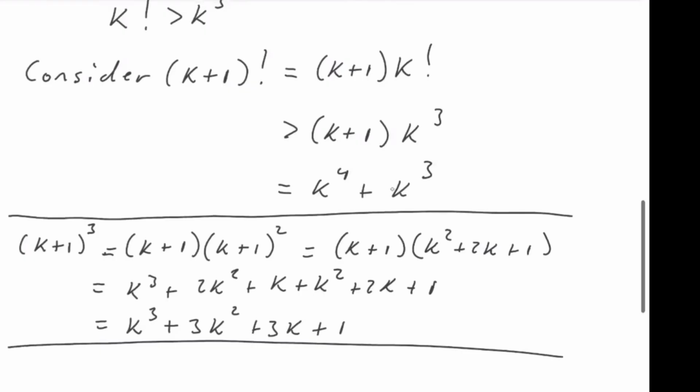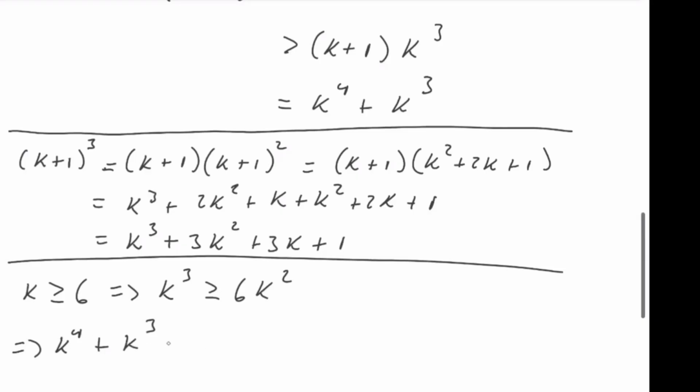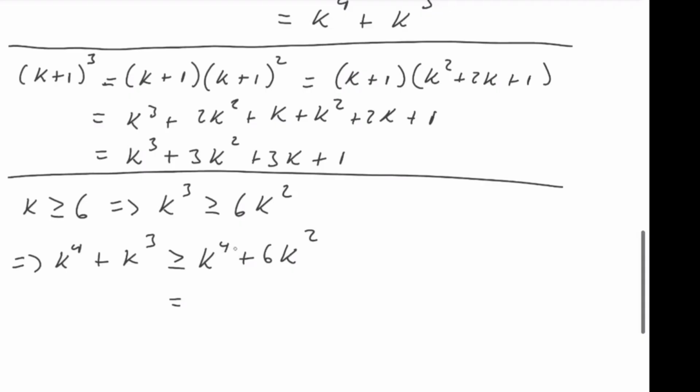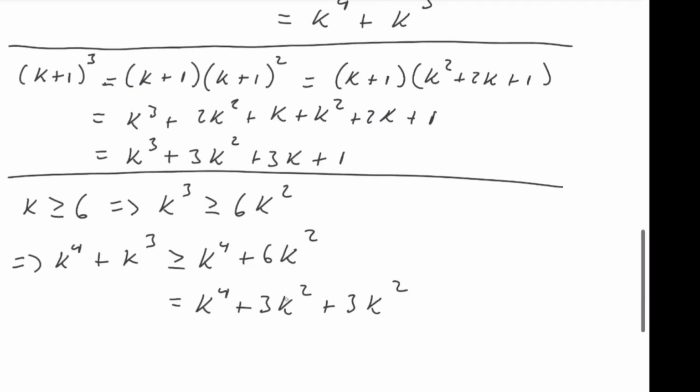So we have to show that k to the 4th plus k cubed is bigger than this, right? Okay, well, I also know if k is bigger than or equal to 6, right? This implies that k cubed is bigger than or equal to 6k squared. This implies that k to the 4th plus k cubed is going to be bigger than or equal to k to the 4th plus 6k squared, which is equal to k to the 4th plus 3k squared plus 3k squared, right? So we're getting really close.